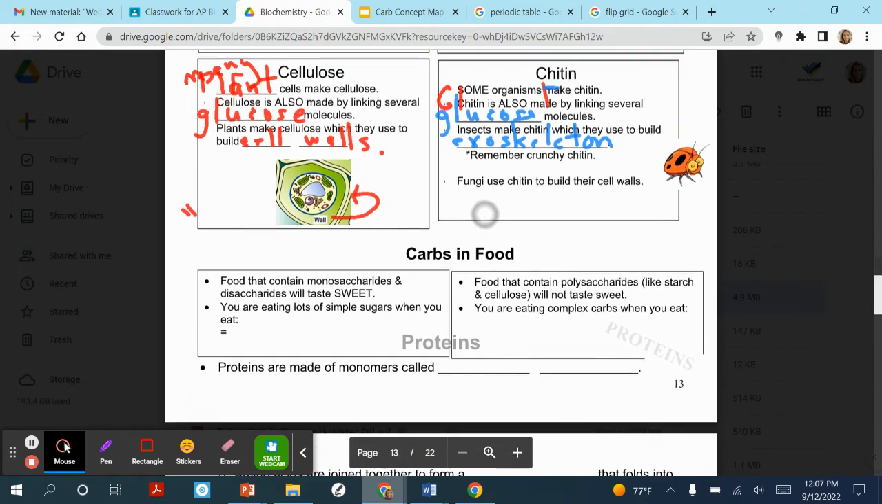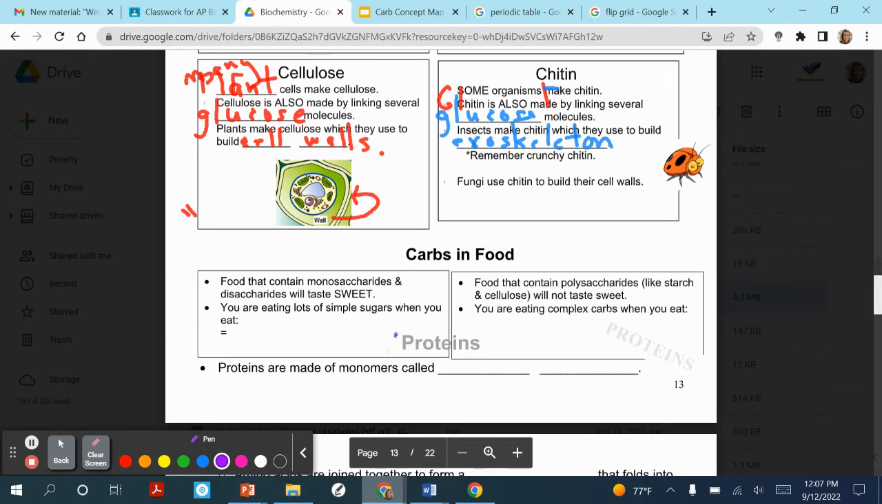And speaking of here, and you have to ignore my spacing, your sheet won't look like this, but the spacing is a little off since I'm looking at a preview there. So just ignore that part down there. Let's talk about the carbs in food. So if you're eating food and it tastes sweet, that means that you're eating disaccharides. So let's indicate you're going to be eating some disaccharides and some monosaccharides. Those are simple sugars and they're going to taste sweet.